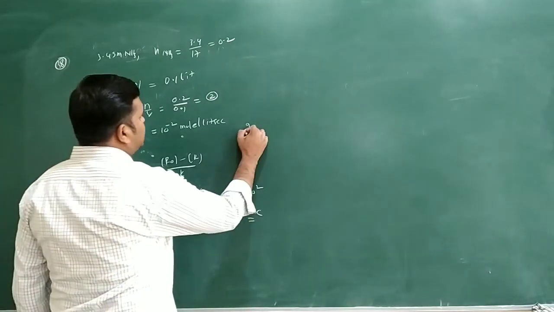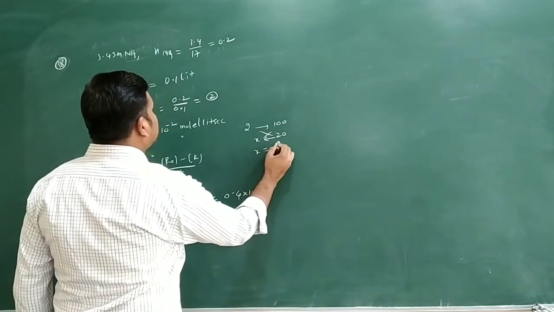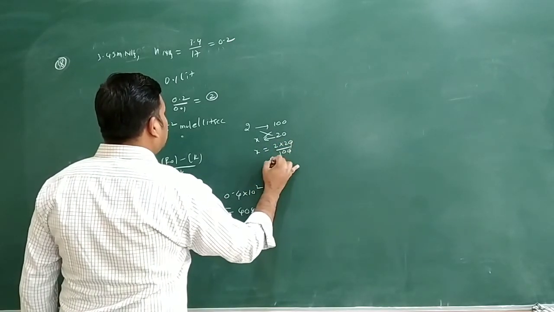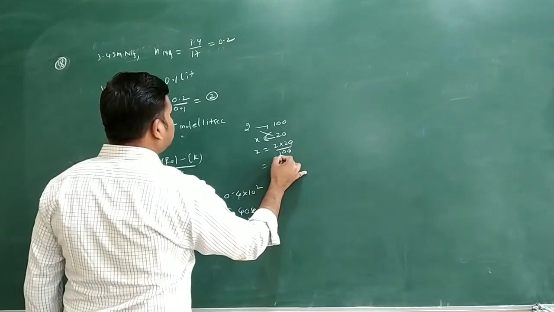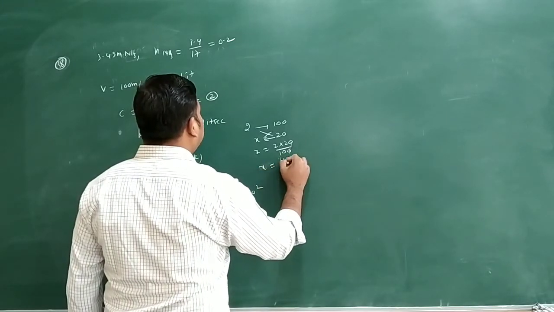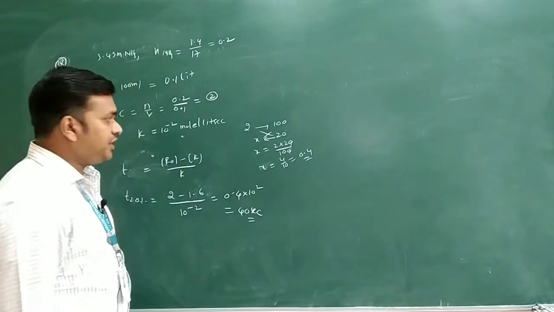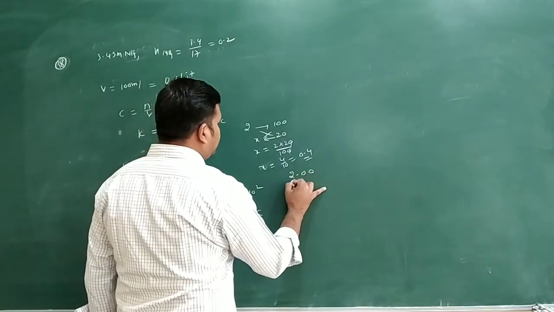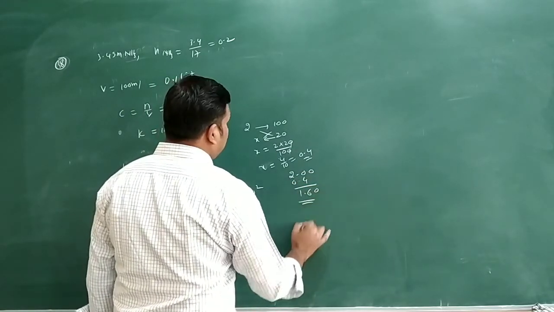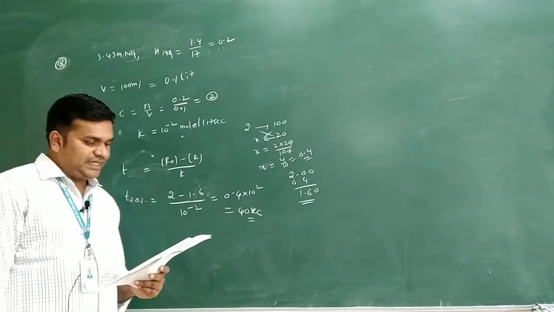Here 2 is 100%, and 20% is required. So x equals 2 into 20 by 100. The zeros cancel, 2 into 2 is 4, so x equals 4 by 10, that is 0.4. So this 0.4 can be subtracted from 2.0, and you will get 1.6. Like this I got 1.6. So what is the answer for this question?